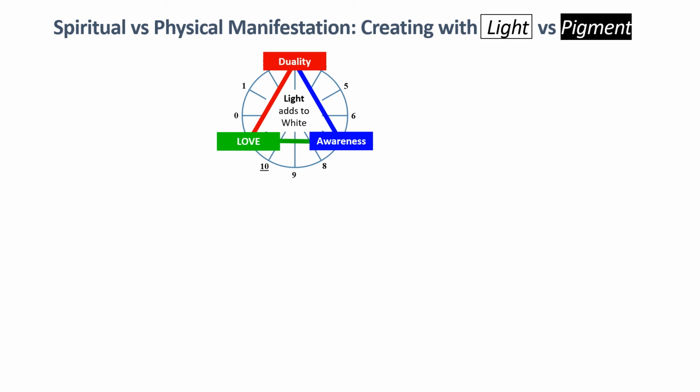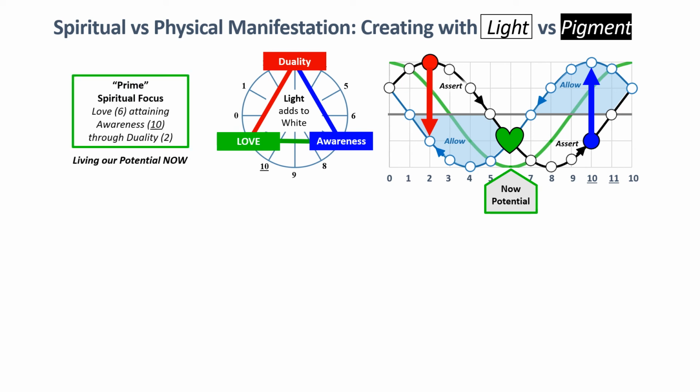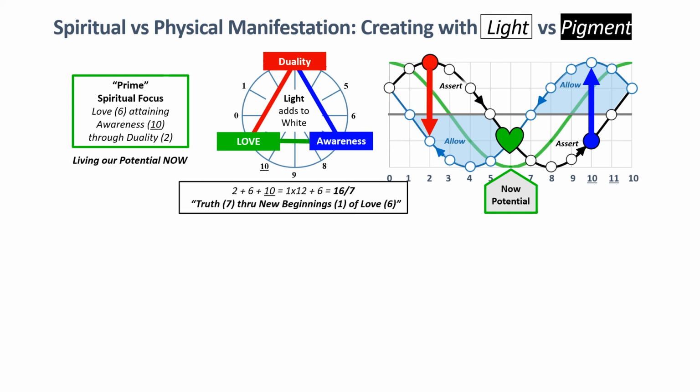And in terms of the prime vibration, we see how the red of duality, position 2, and the blue of awareness, position 10, are centered on the green of love, position 6, making love the focal point of an enlightened perspective. This illustrates once again why our primary spiritual focus as light is of love attaining awareness through duality. The base 12 numerology of these three themes highlights this too, where 2 plus 6 plus 10 equals 18 in base 10, which is 16 in base 12, one cycle of 12 plus 6.